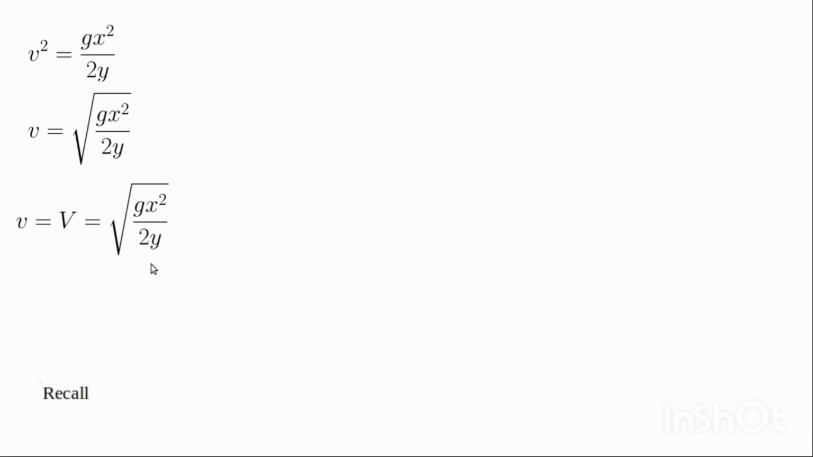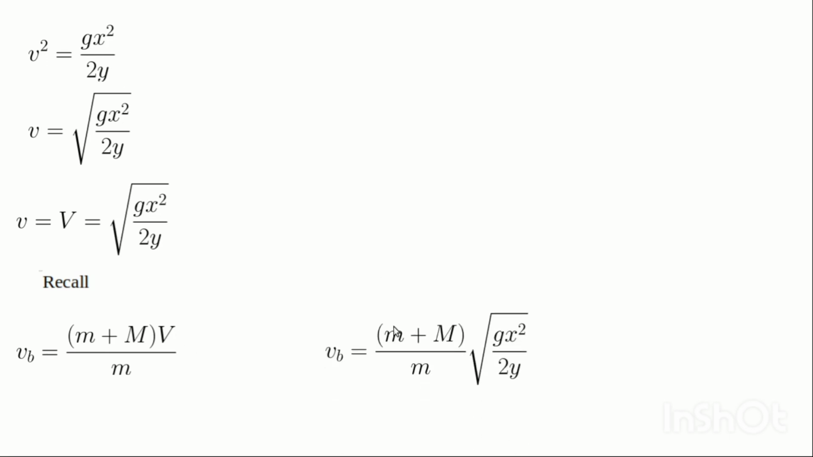So if we recall from where we stopped, v_b, the velocity of the bullet, is equal to the mass m plus capital M, which is the mass of the wooden ball, times V all over m. We notice that our V is now this expression, so we can remove this V and replace it with this. And at the end, we get this expression. So this is the velocity of the bullet in terms of the distance traveled, the height of the table, and the masses of the individual bodies.